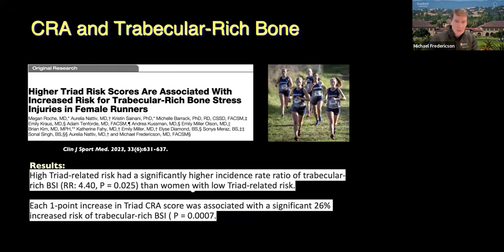We found, as a side light from one of our bigger studies we call the Healthy Runner Project, that the athletes who had higher triad risk scores, so on that cumulative risk assessment tool that we talked about, the higher your score, the increased risk you were for a trabecular bone stress injury. Those who had a higher triad risk score had a significantly higher incidence of a trabecular-rich bone stress injury than women with a low triad risk. And each 1 point increase in that triad risk score was associated with a 26% increased risk of developing a trabecular-rich bone stress injury.